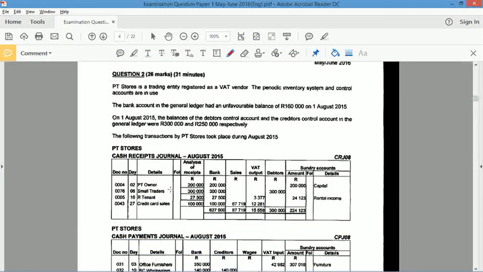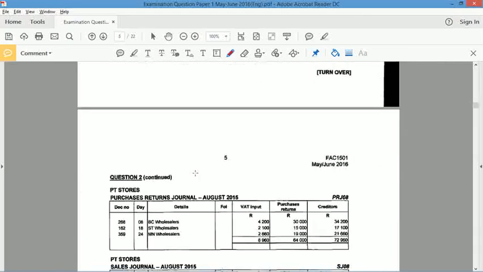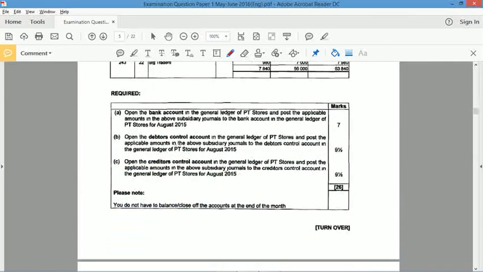Right, question number 2. 26 marks, 31 minutes. We're looking at what here? Okay, they've given us journals. They say open the bank account in the general ledger and post the applicable accounts in the above subsidiary journals to the bank account in the general ledger. Okay, so we need bank. Open the debtors control account and post from the above journals to the debtors control, and then open the creditors.